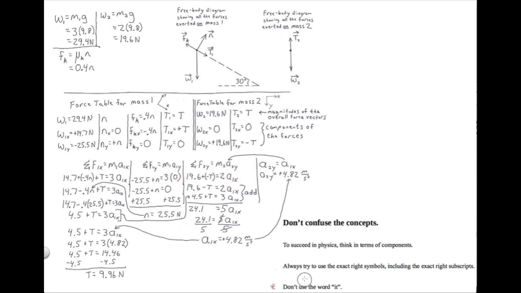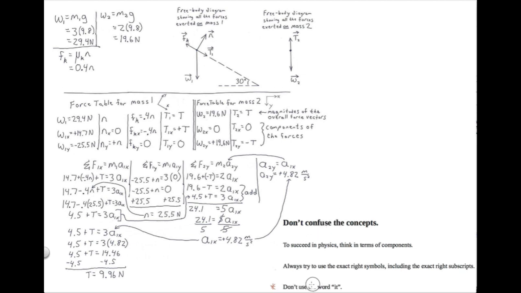Don't use the word it. Instead, label each concept that you're thinking about with the correct name or symbol. Don't say it is N. Say the magnitude of the normal force is N. Don't say it is 0.4 N. Say the magnitude of the kinetic friction force is 0.4 N. If you make a strong effort not to use the word it, but always to label what you're thinking about with the correct word or symbol, that will give you a powerful technique to help make sure that you're not mixing up and confusing the concepts.